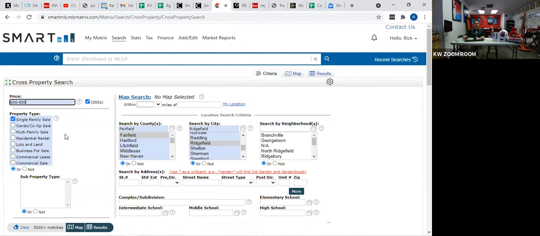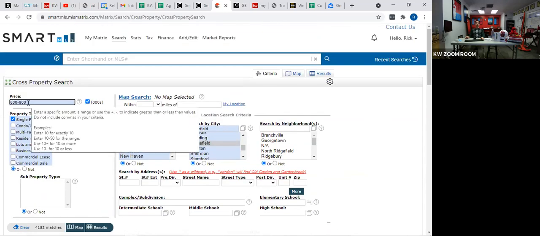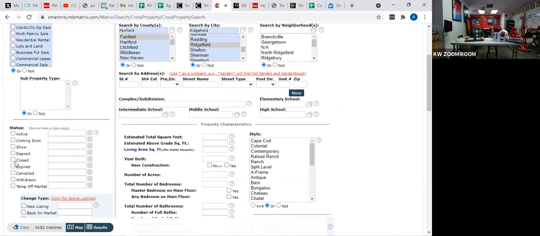So in the 6 to 8 category, where Randy Seller's property lies, now we're going to change that up here in the price. We're going to put 6 to 800,000. And then we're going to come back down and do closed, 0 minus 90. So in this category, 29 homes have sold in the last 90 days.